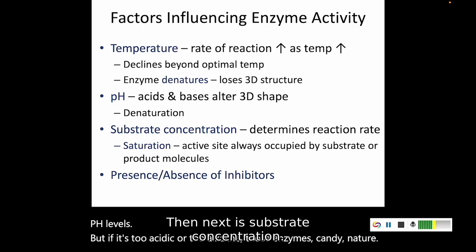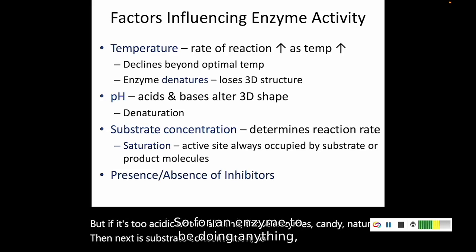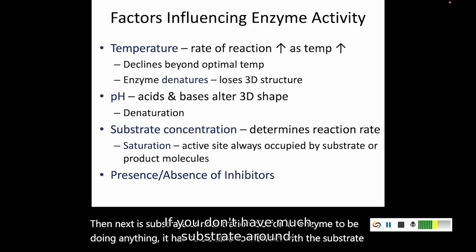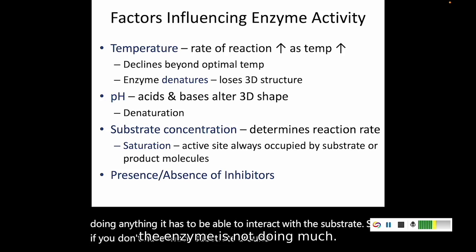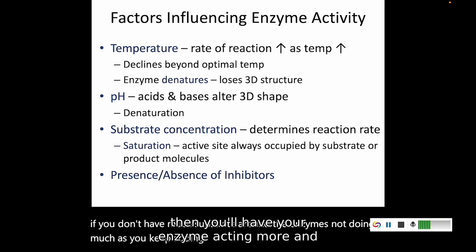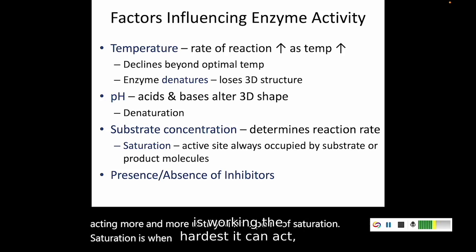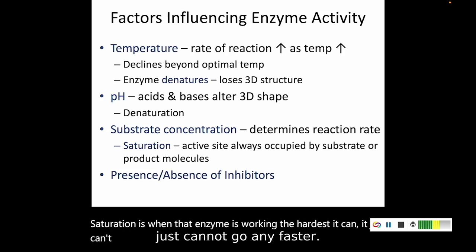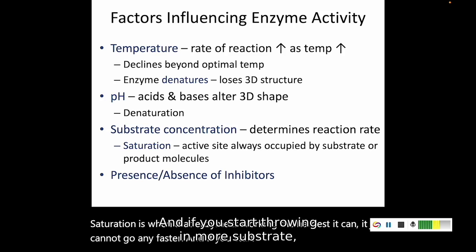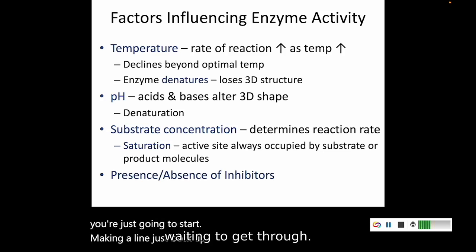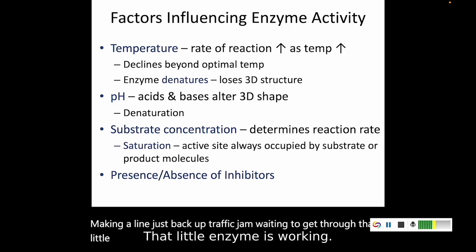Then next is substrate concentration. So for an enzyme to be doing anything, it has to be able to interact with a substrate. So if you don't have much substrate around, the enzyme's not doing much. As you keep adding substrate, then you'll have your enzyme acting more and more, until you hit a point of saturation. Saturation is when that enzyme is working the hardest it can. It just cannot go any faster. And if you start throwing in more substrate, you're just going to start making a line, just back up, traffic jam, waiting to get through. That little enzyme is working its hardest, and it can't do anything more.